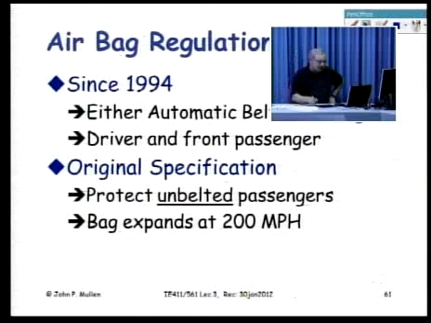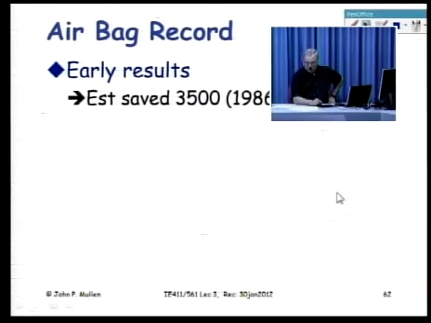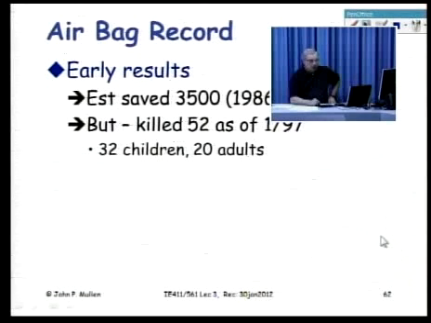Okay. Now, actually, the early results, they estimate that between 1986 and 1999, airbags saved 3,500 lives, but during that same interval, roughly, they killed 52 people, 32 of which were children. Now, if you want to kill a project, just have it kill children. People will get turned off on it very quickly, and you can't blame people, right?